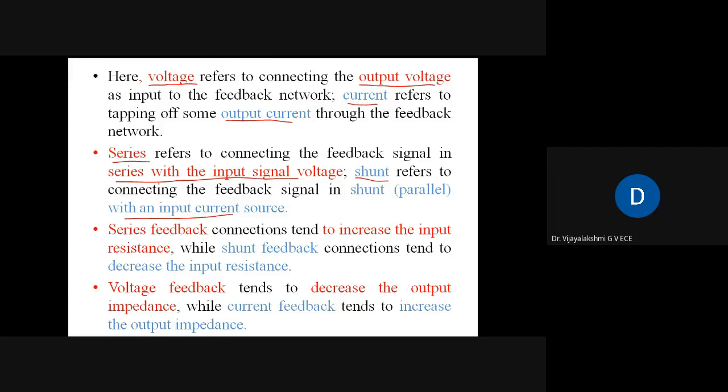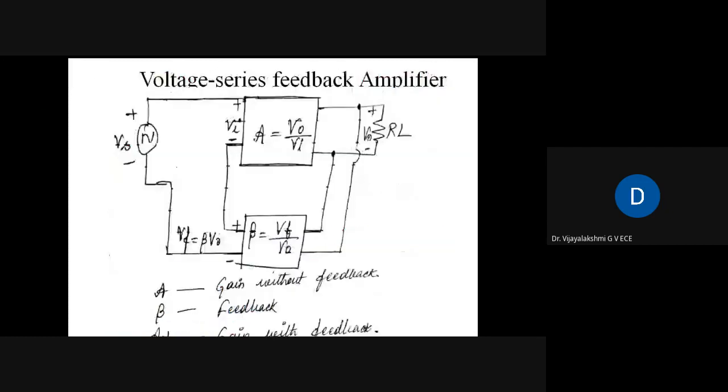Okay, and what is the advantage of going for series feedback? Series feedback tends to increase the input resistance, that is, input impedance, and if you go for shunt type of feedback, it will tend to decrease the input impedance. If you are going for voltage feedback, it will decrease the output impedance, and if you are going for current feedback, it will increase the output impedance. Now what is your requirement? Based on that, you can select what type of feedback you want. We'll be concentrating on the voltage series feedback amplifier.